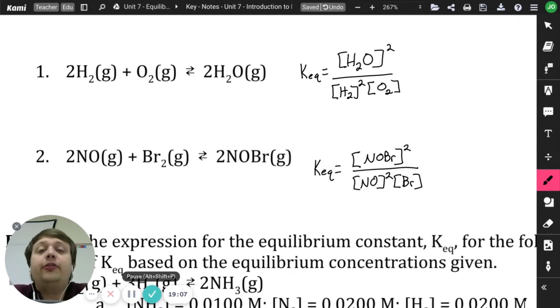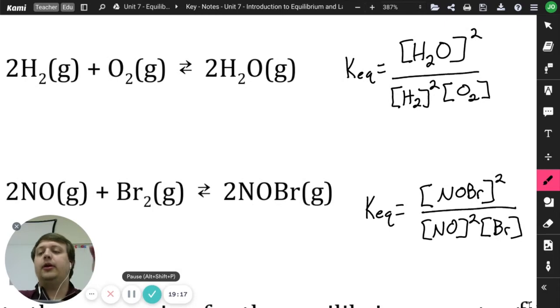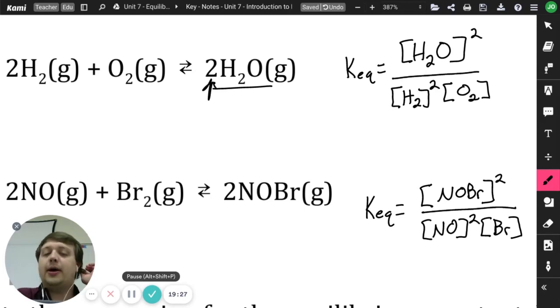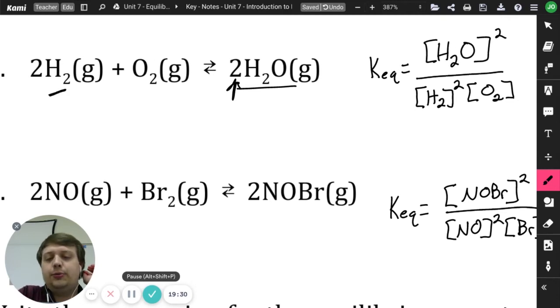All right, so this is what you should have ended up with for your two KEQs or KCs or Ks. So for the first equation, I found that I had KEQ equals the concentration of H2O, which is again my product, to the second power because of its coefficient, divided by the concentration of H2, which is a reactant, to its coefficient, and then times the concentration of O2 to the power of its coefficient, which is 1, so we don't worry about it.